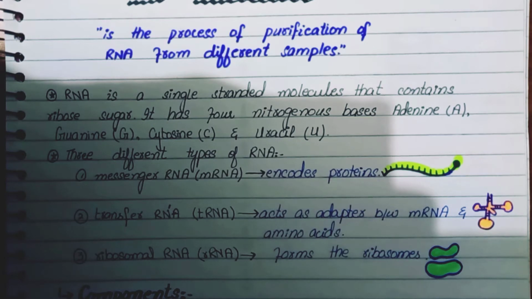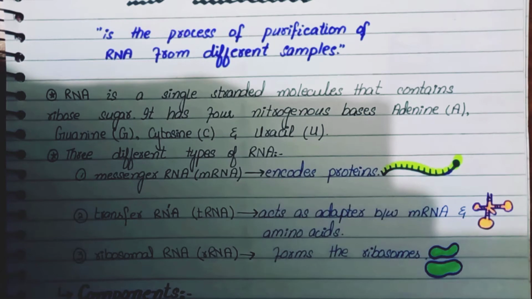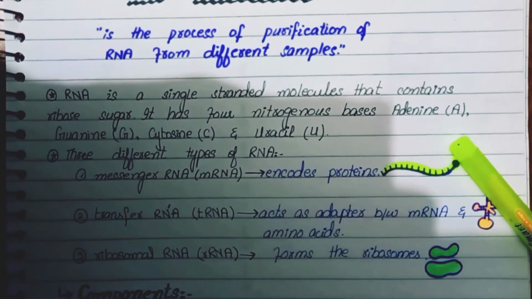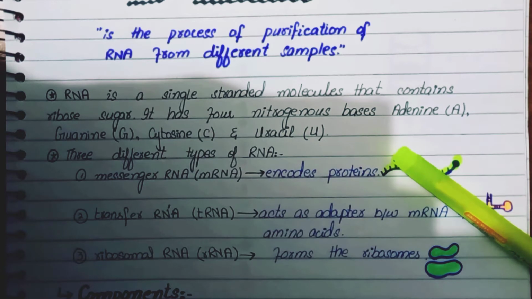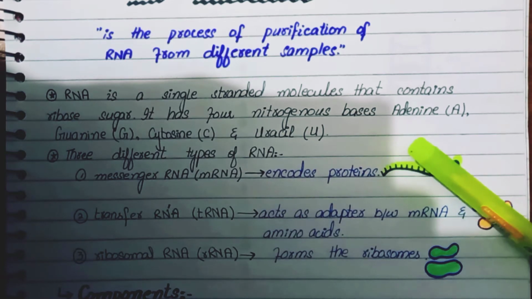First we will see what RNA is. As we know, RNA is basically a single stranded molecule that contains ribose sugar. That's why it's known as ribonucleic acid. We also know that it has 4 nitrogenous bases: adenine, guanine, cytosine, and instead of thymine, in the case of RNA we have uracil.